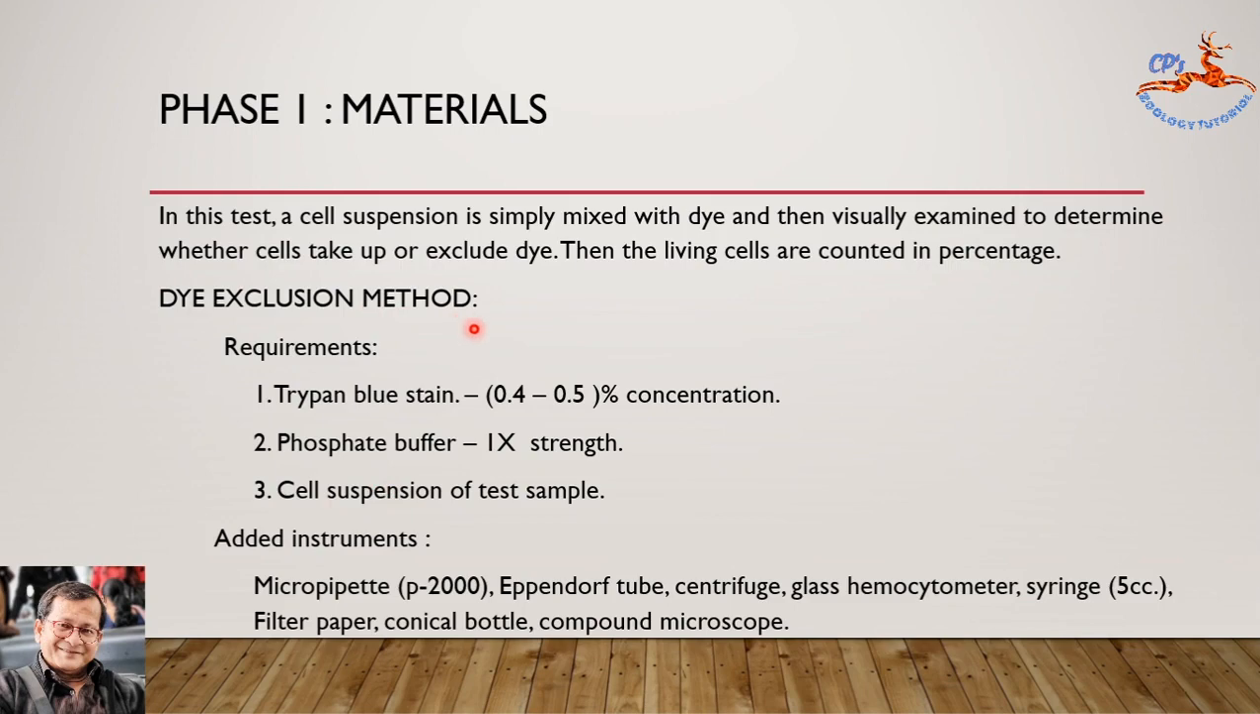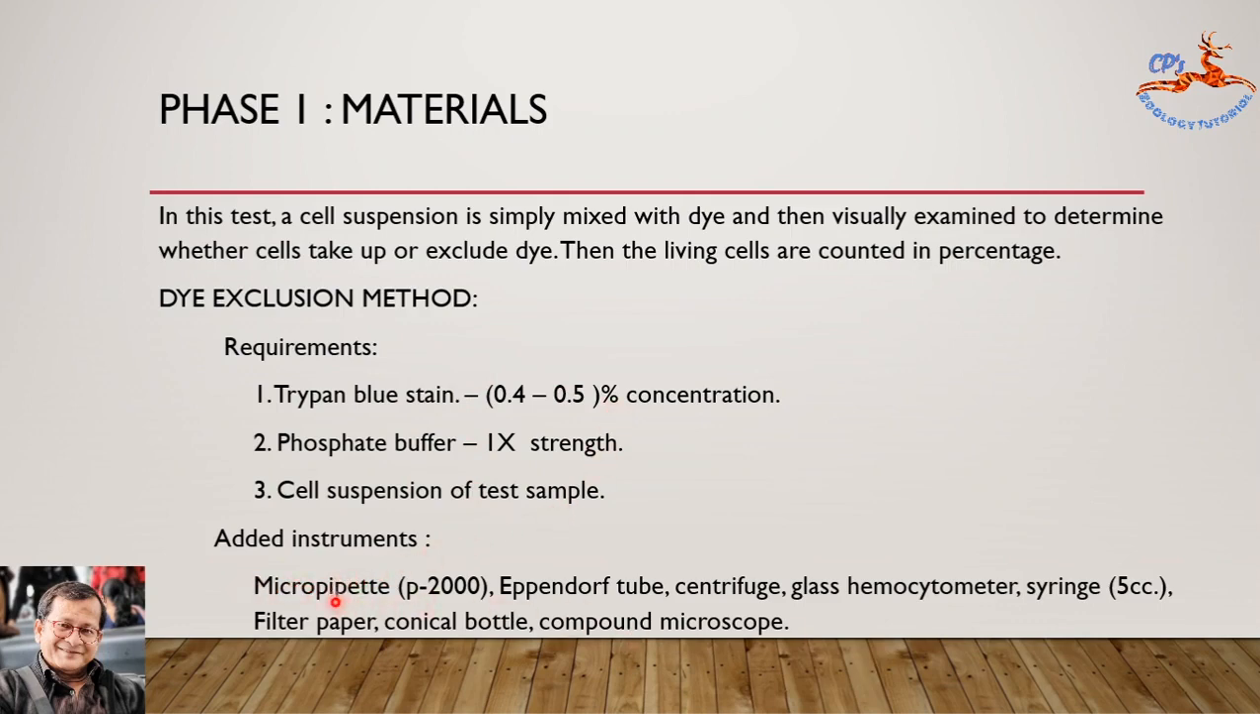This method requires the following materials: Trypan Blue stain of 0.4 to 0.5% concentration, phosphate buffer of 1x strength, and a cell suspension as the test sample. These are the main three requirements. For the reaction, we also need the following instruments.